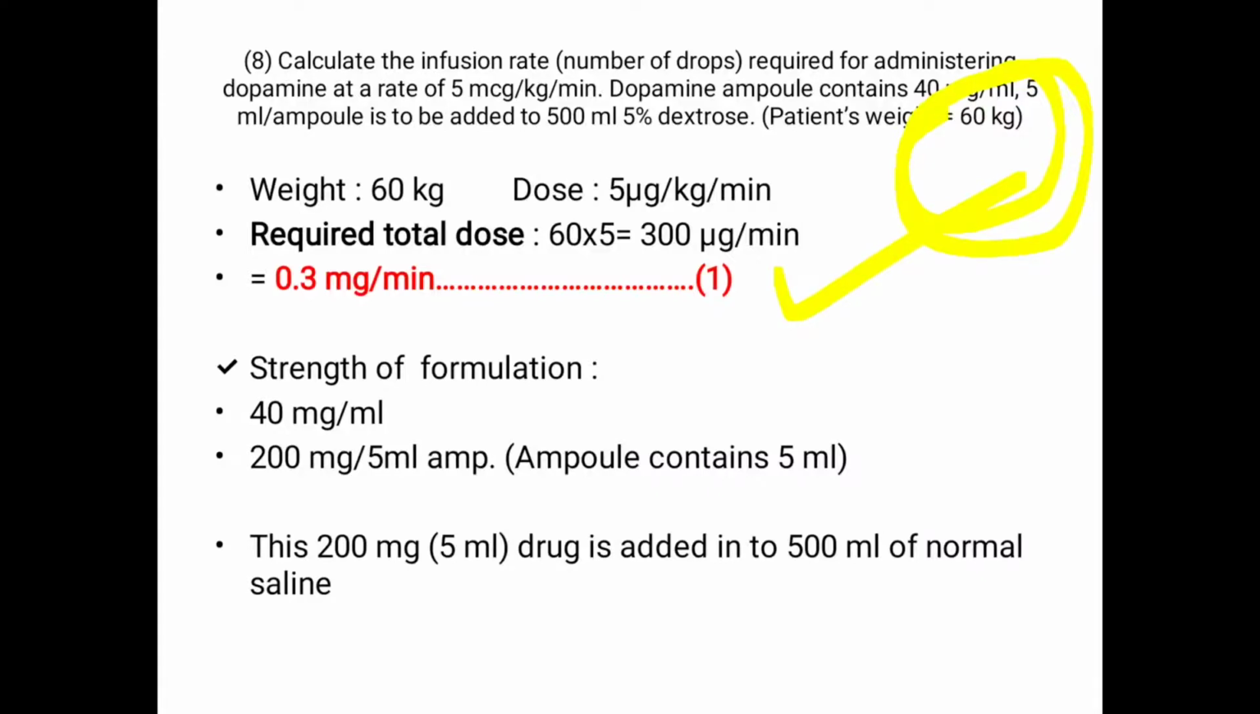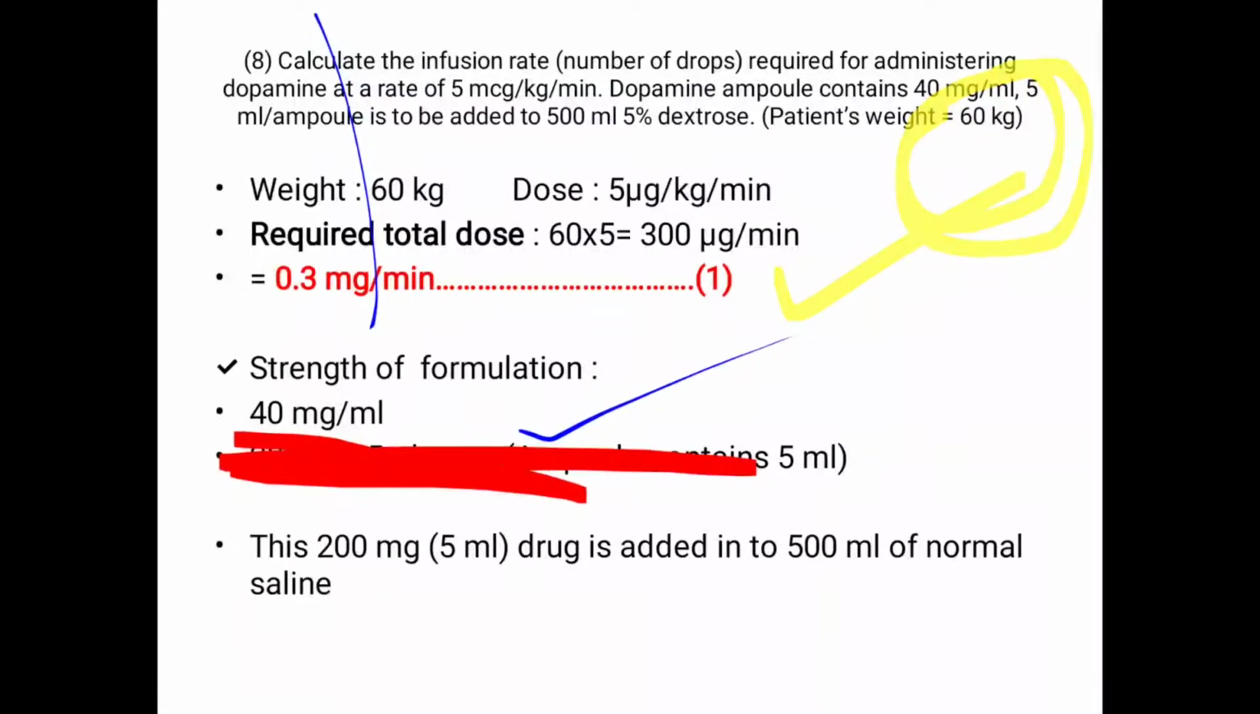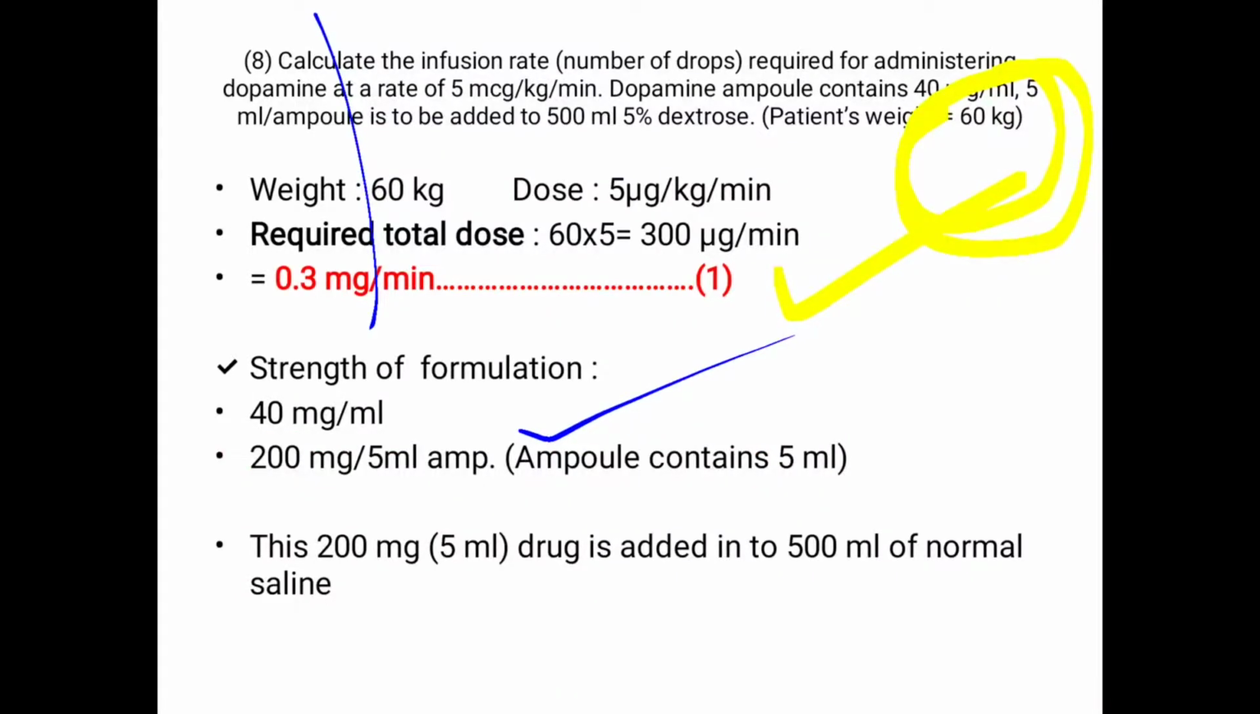And the strength formula, again I will tell you that in this question, the strength formula. Here you can say that 200 mg per 5 ml ampule will be given in the question, so don't worry about this. 200 mg is given in the question. So this 200 mg in 5 ml drug is added into the 500 ml of normal saline. This is a very important point.